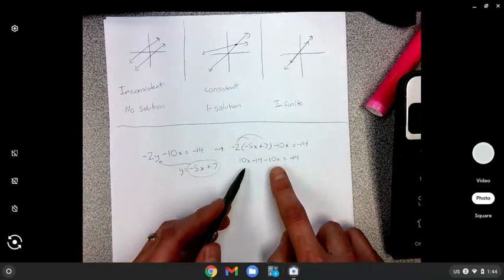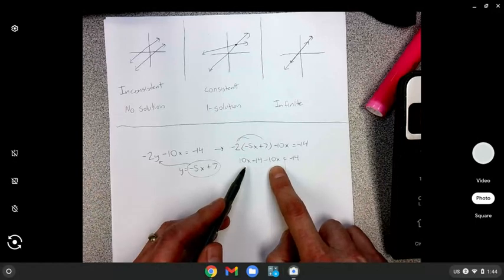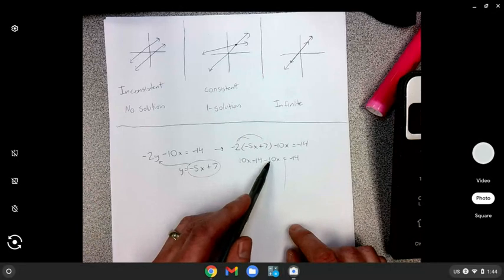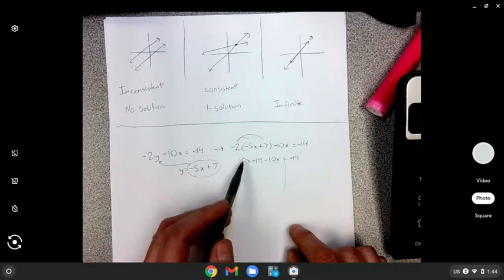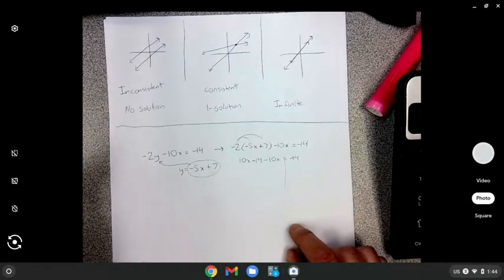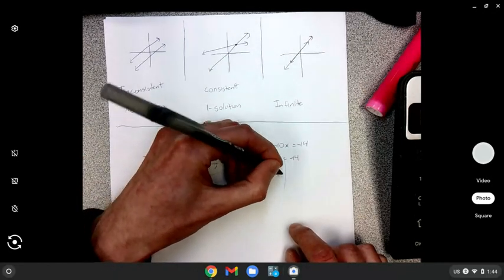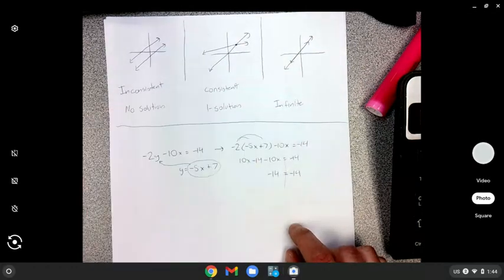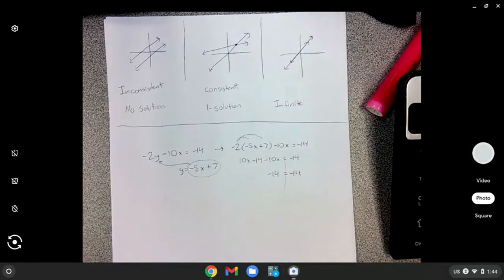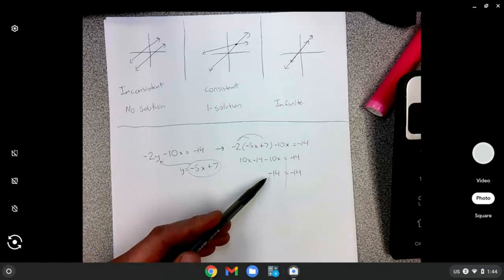I see that there's multiple x's on the same side of the equal sign, so I'm going to combine those together. 10x minus 10x, if I combine like terms, well, that's 0. 10x minus 10x is 0 x's. So I'm going to write negative 14 equals negative 14. Well, that's true. And that's always true. Negative 14 is always equal to negative 14.